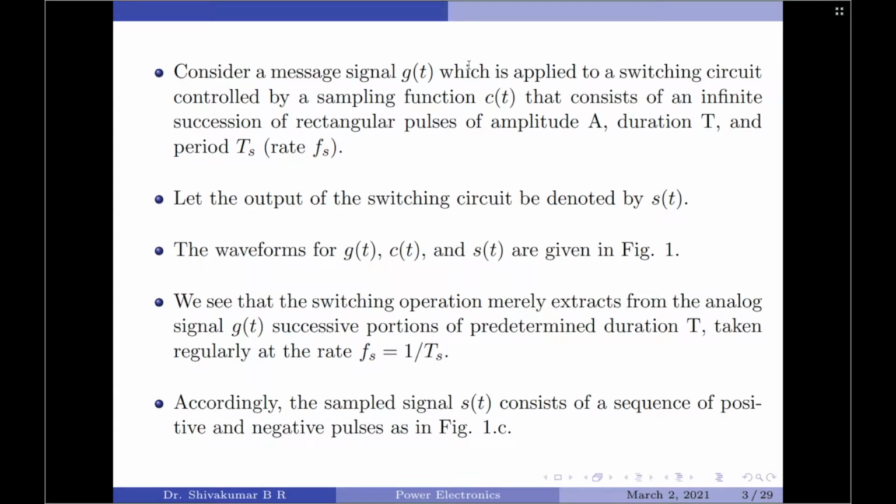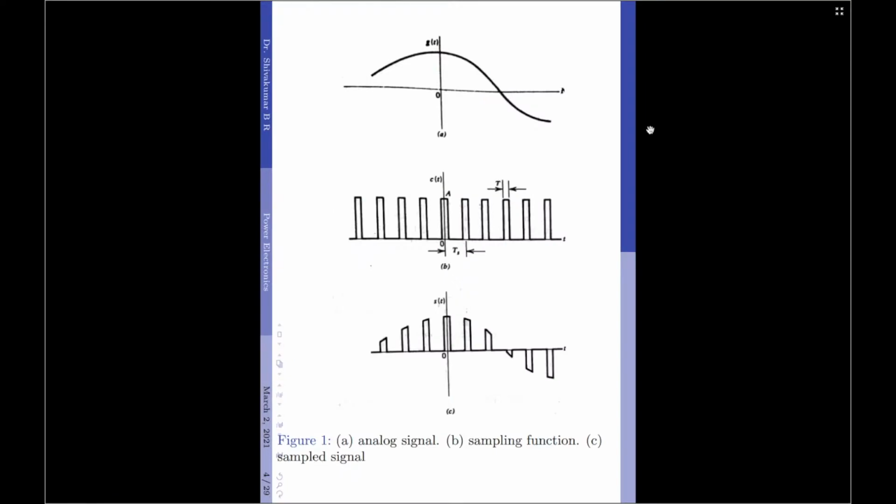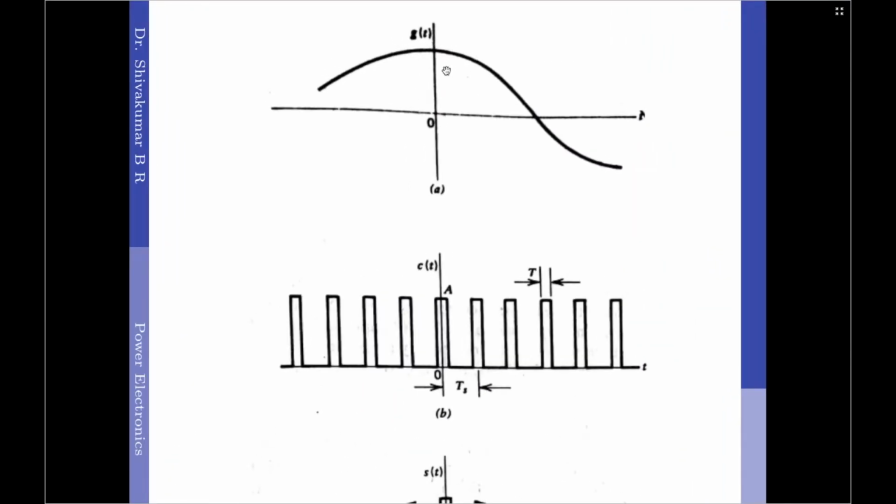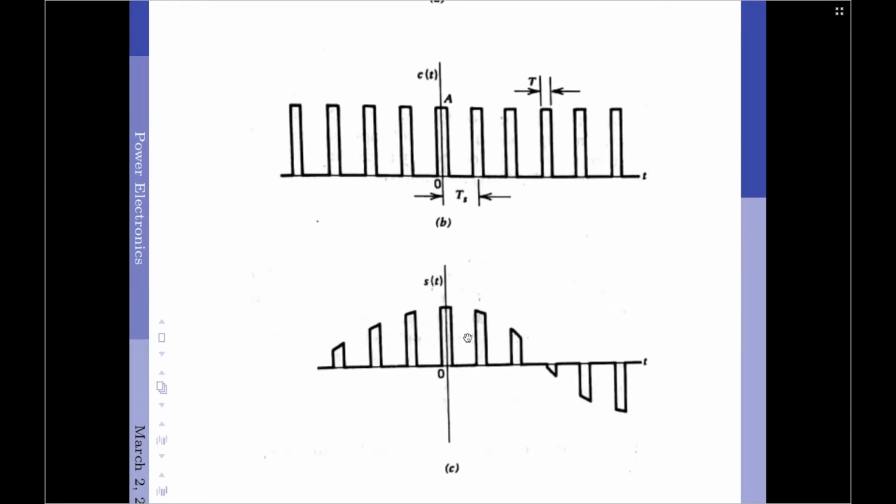Let us start by considering a message signal g of t, which is applied to a switching circuit, and let the switching circuit be controlled by a sampling function c of t. Let the sampling function c of t consist of an infinite succession of rectangular pulses of amplitude A, duration capital T, and period Ts, and let the output of this switching circuit be denoted by s of t. Let us have a look at these waveforms. So, this is our analog signal g of t, this is our sampling function c of t, and this is our sampled signal s of t.